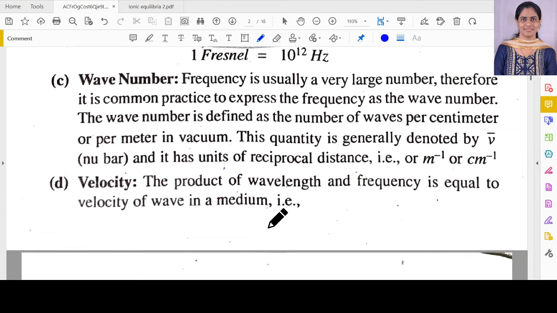Okay. Then what is wave number? Wave number is the number of waves per centimeter or per meter in the vacuum. Okay, so in a particular space, 1 meter or 1 centimeter, how many waves are there in the vacuum is the wave number. So usually frequency, instead of being expressed in terms of frequency, is usually expressed in terms of wave number. It is denoted by nu bar, and it is calculated by just taking the reciprocal of wavelength lambda.